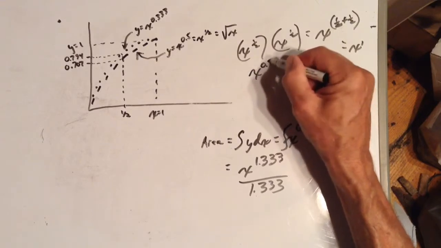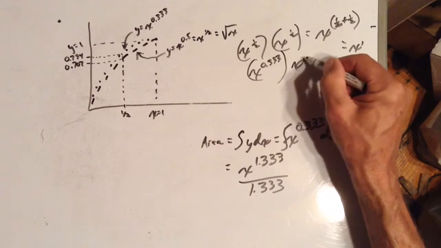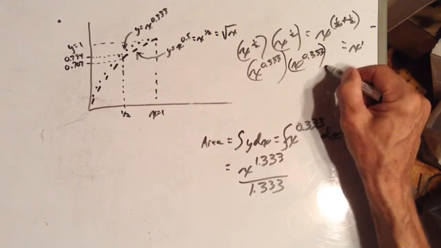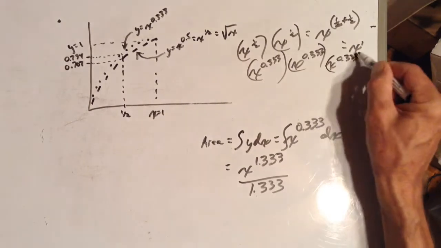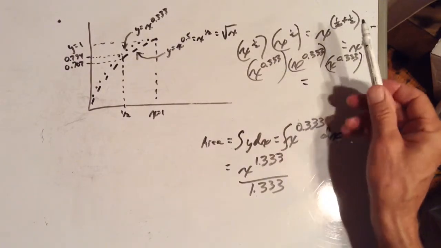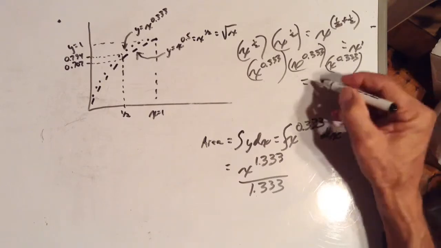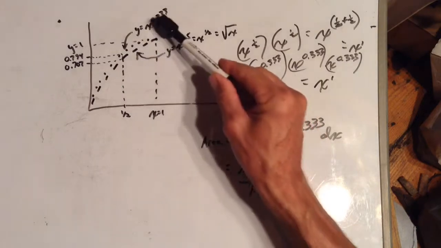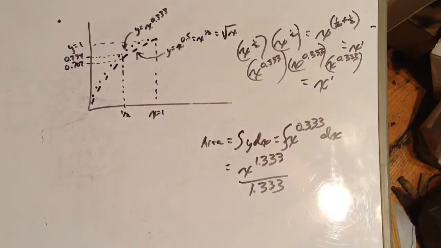X to the 0.333 forever times x to the 0.333 times x to the 0.333 equals x to the 0.33333 plus 0.33333 plus 0.33333. In other words, x to the 1 power. Hence, x to the 0.33333 is the cube root of x.